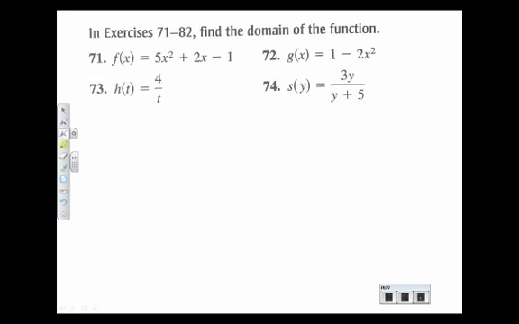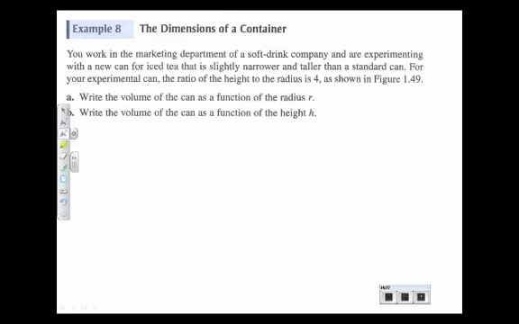Exercise 73. If you said that the domain is all real, except t cannot be 0, you are 100% correct. We cannot have 0 in the denominator, so t can be anything except for 0. All right, here we go.